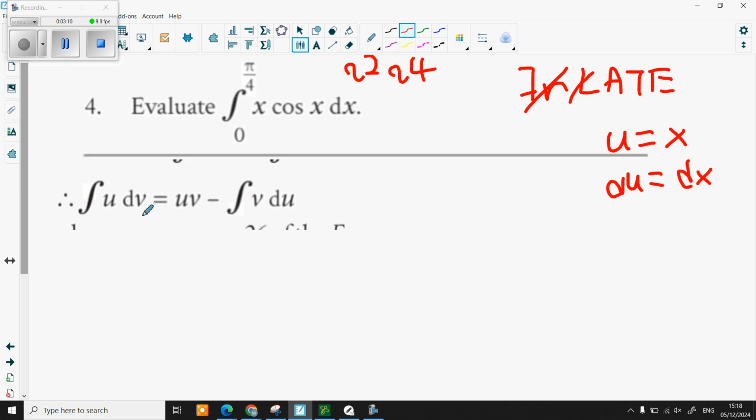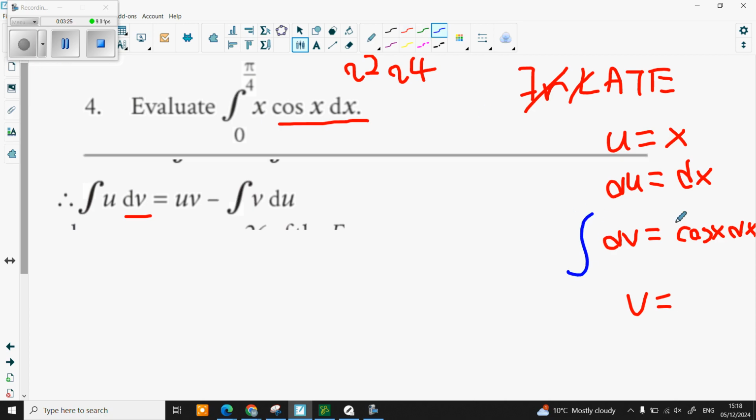And then what's left over is the v. This means the v must be the same as cos x dx. And therefore, v on its own must be, what happens when you integrate both sides? Sine x. Okay. Okay with that? Now we're not going to worry about the limits until the very end. So what we're saying is the integral of x cos x dx.